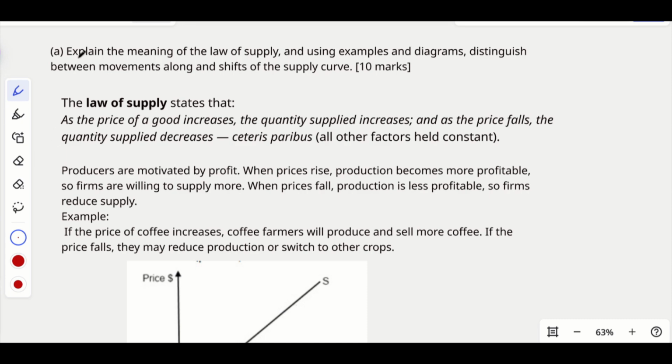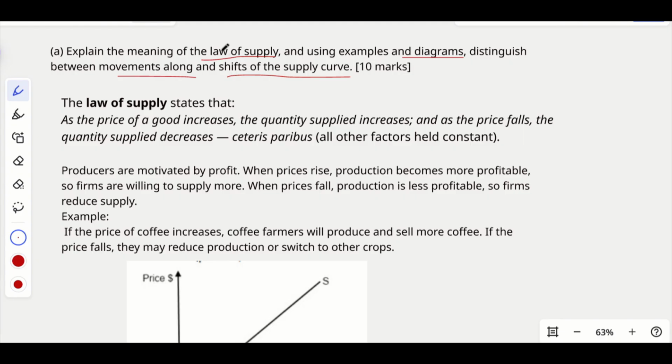Now let's solve the question. Explain the meaning of law of supply using the examples and diagrams. Distinguish between the movements along and the shift of the supply curve. So we have to see what is law of supply, and we need to see the diagrams, and also we have to differentiate between movement along and the shift of the supply.